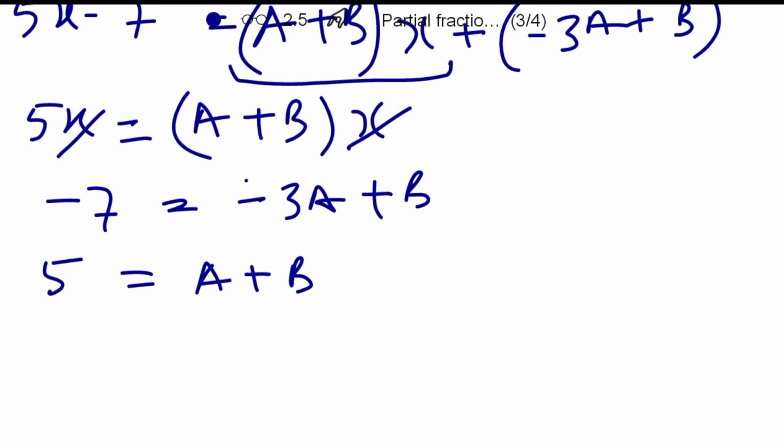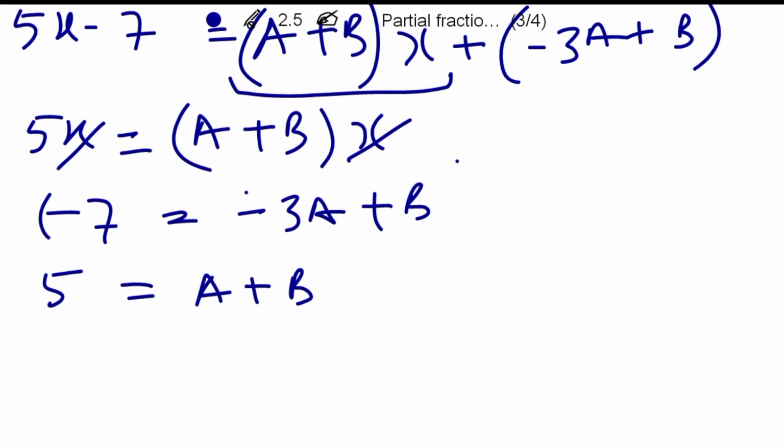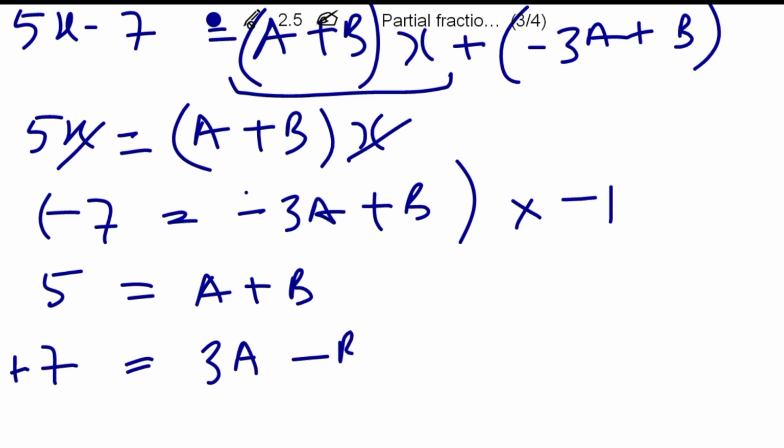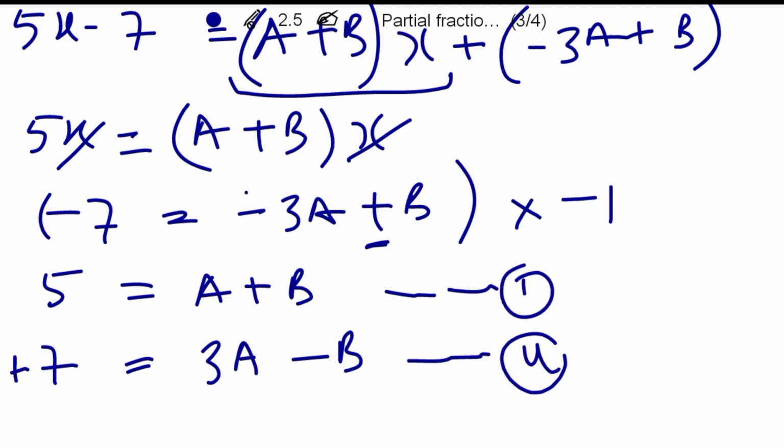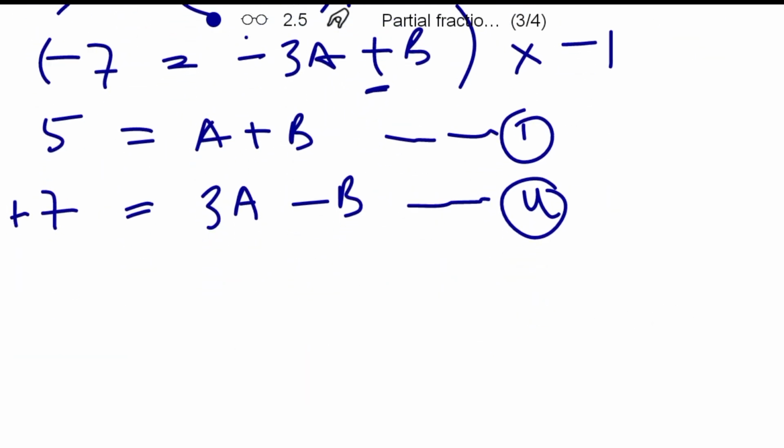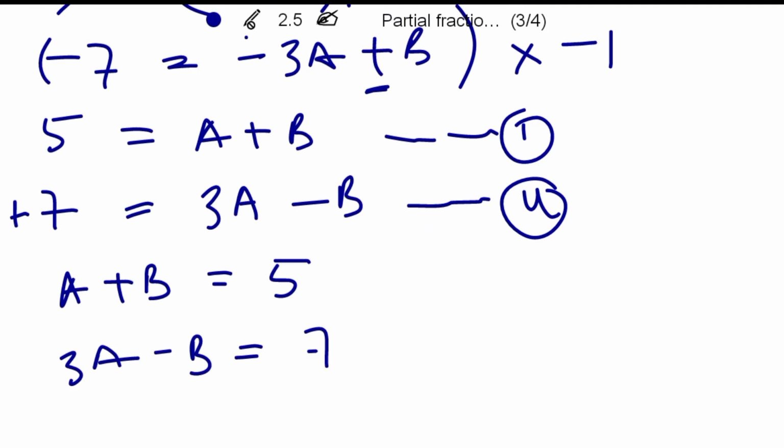And then if we look at the second expression very well, we can multiply by negative 1 to make it positive. So we end up having positive 7 equals positive 3a minus b, because positive times negative is going to give us negative. So let's name this equation 1. Let's call this one equation 2. So what I want us to do now is to rearrange the equation so that we are having a plus b equals 5 and 3a minus b equals 7.